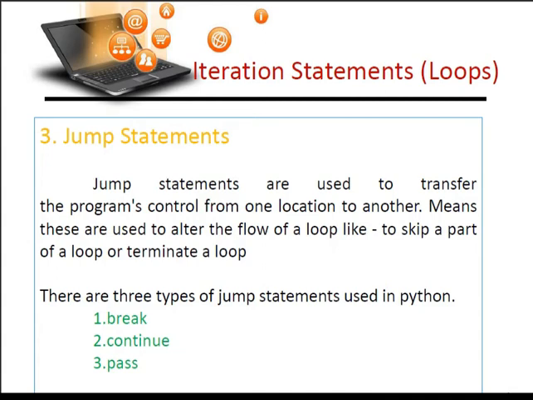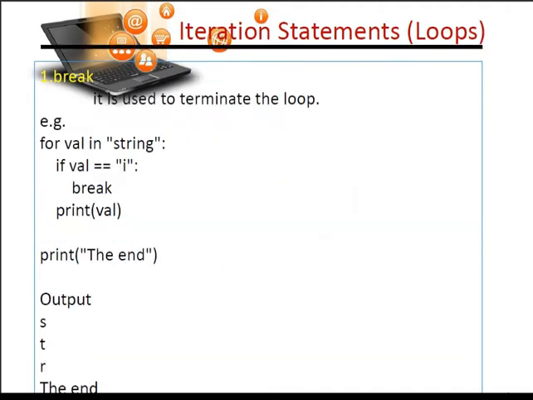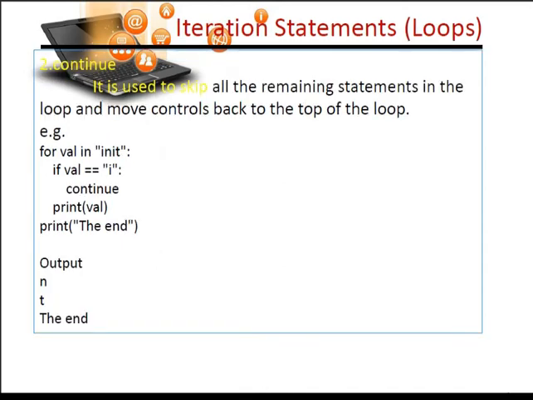The next topic is jump statements. In the jump statements, the main keywords are break and continue. This example is given for break. Once it satisfies the condition, when we use break, it will come out of the loop. Once it reaches the value equal to i, it breaks and ends the loop. The next is continue.